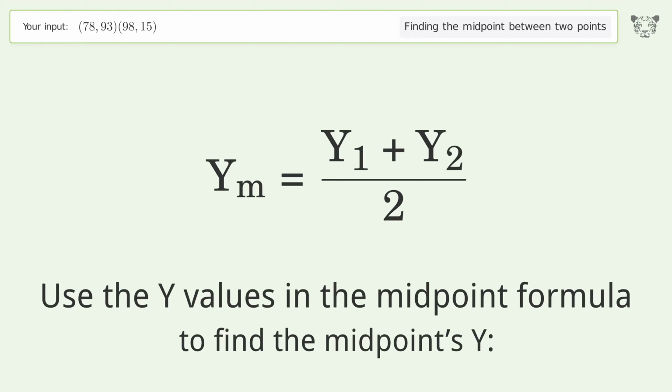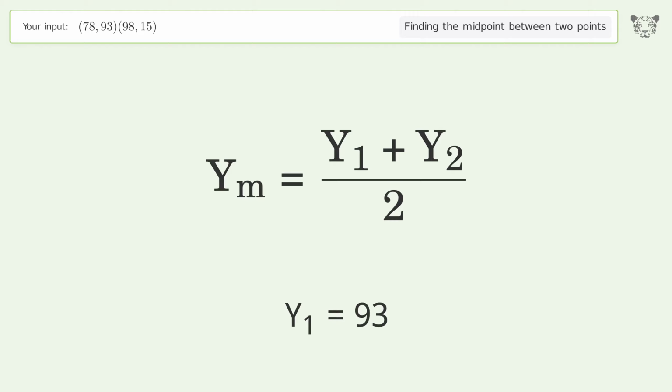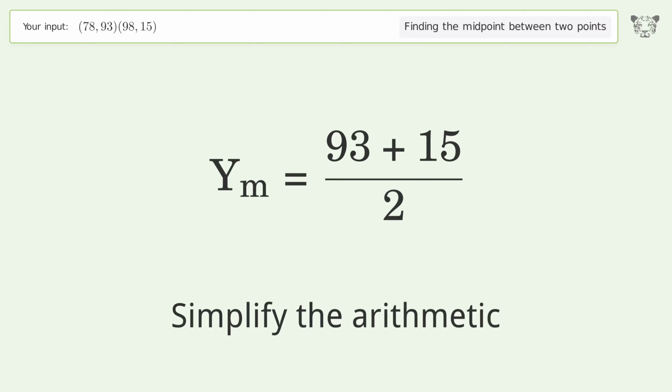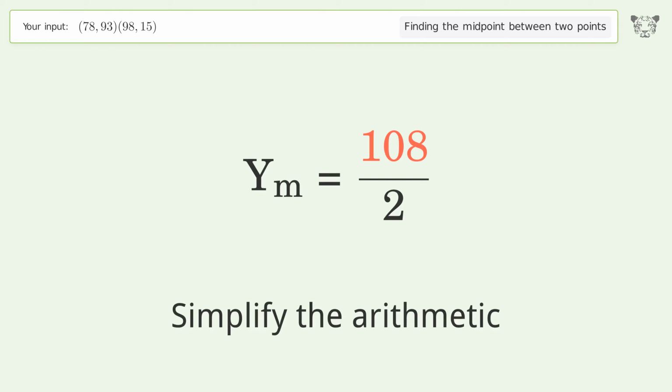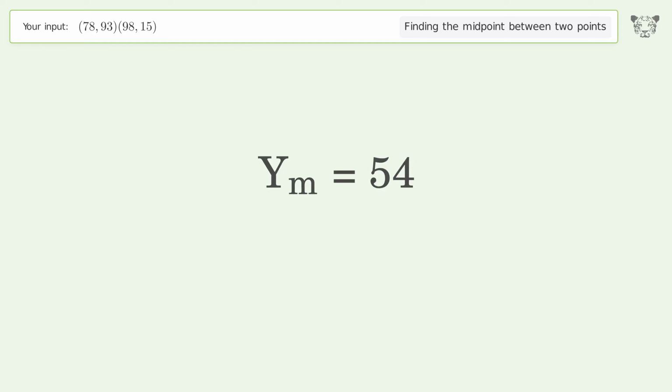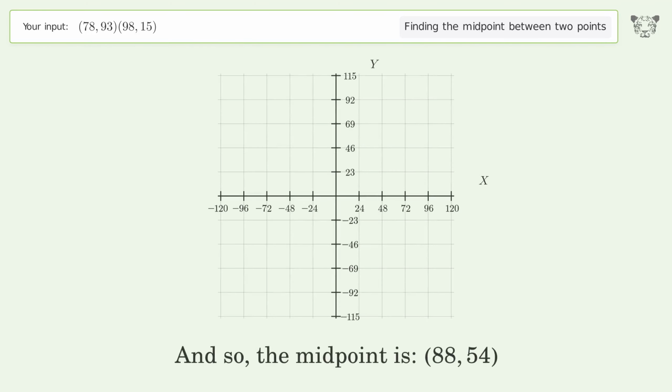Use the y values in the midpoint formula to find the midpoint's y. y1 equals 93, y2 equals 15. Simplify the arithmetic. And so, the midpoint is 88,54.